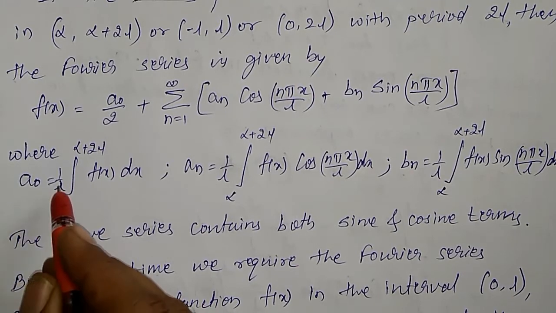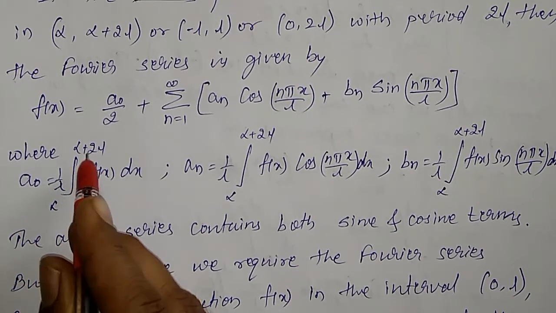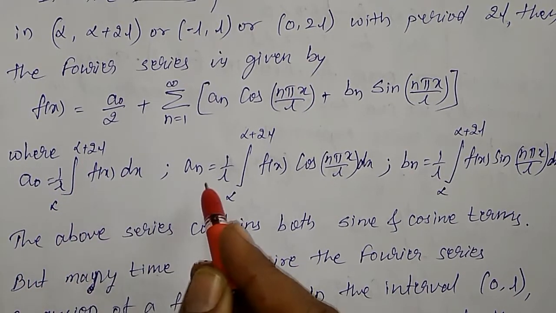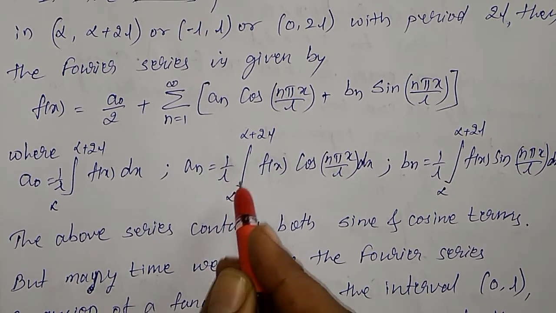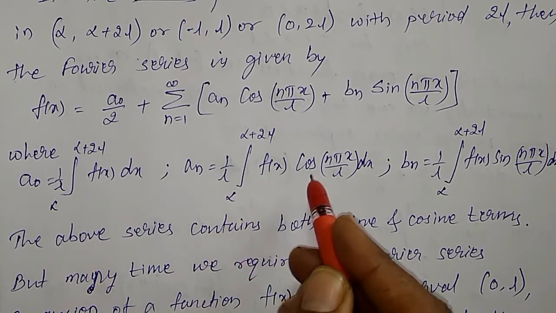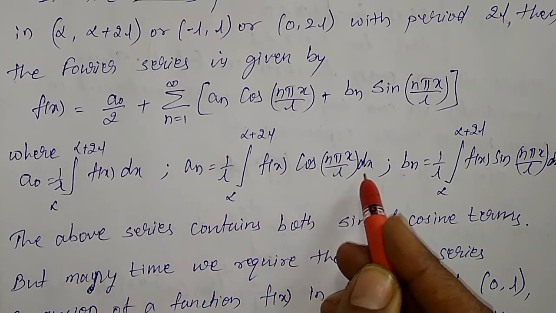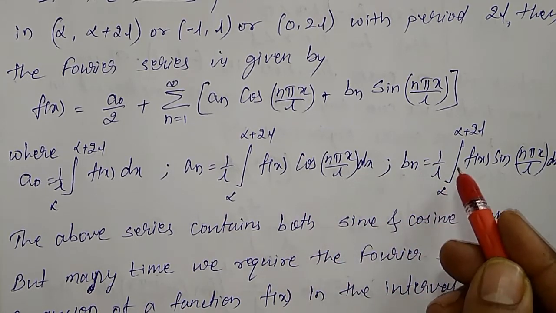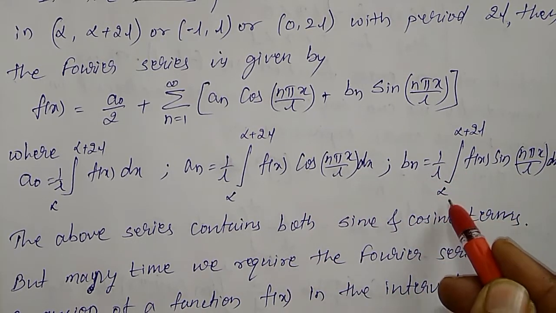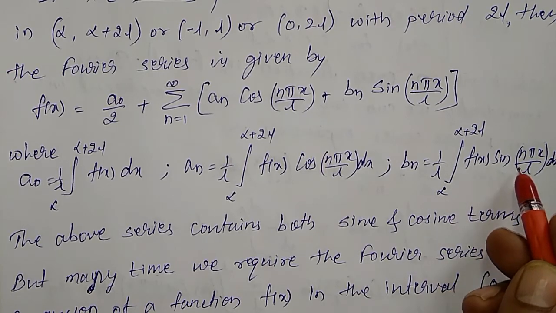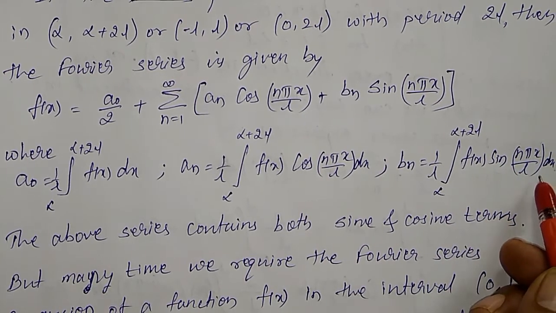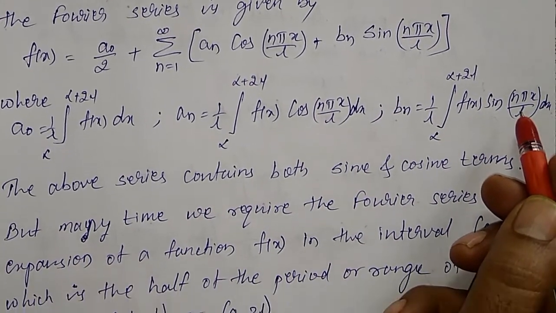a0 is equal to 1 by l integral from alpha to alpha plus 2l of f of x dx, and an is equal to 1 by l integral from alpha to alpha plus 2l of f of x into cos n pi x by l dx, and bn is defined as 1 by l integral from alpha to alpha plus 2l of f of x into sin n pi x by l dx. Already we know these definitions.